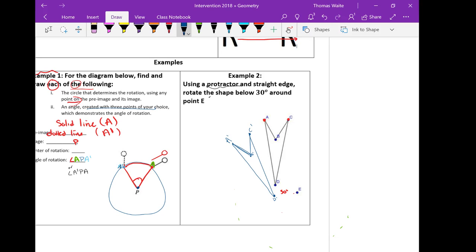All right, so there's an example of how you would use a protractor. In your case, a protractor will work a little bit differently, but I'll help us work with that in class. And a straight edge to build our shape.